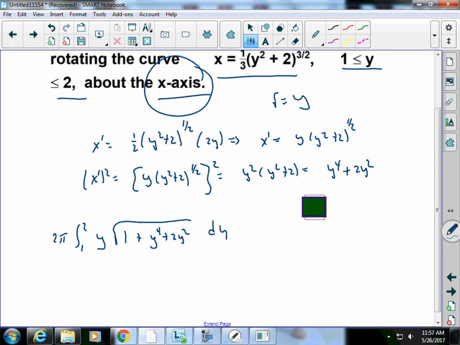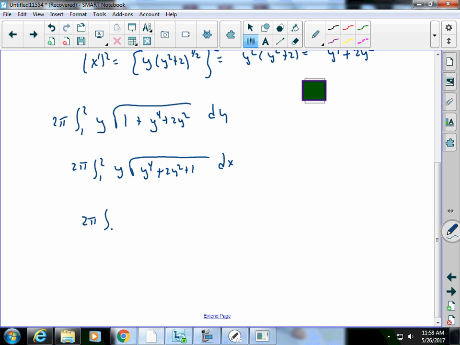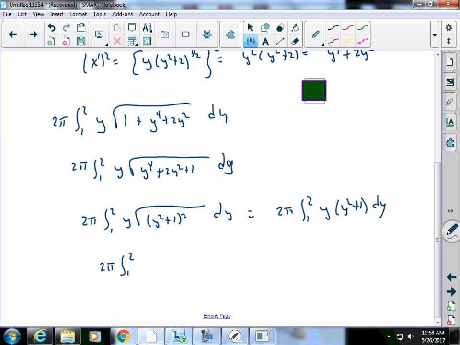We can clean that up just so that we can see what we're doing a little better. We normally write our polynomials in descending order. Guess what? Perfect square trinomial. That's great because then I can factor. That becomes y squared plus 1 quantity squared dy. If I take the square root of something squared, I end up with 2 pi from 1 to 2 of y times y squared plus 1 dy. I can clean that up by distributing the y: 2 pi from 1 to 2 of y cubed plus y dy.